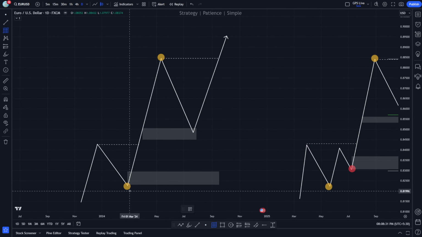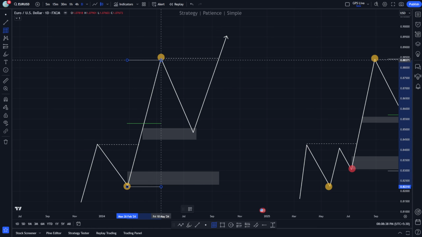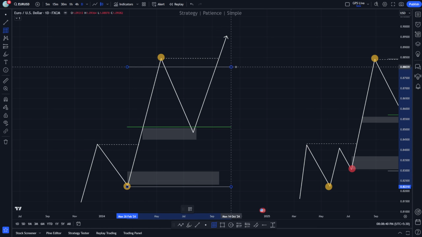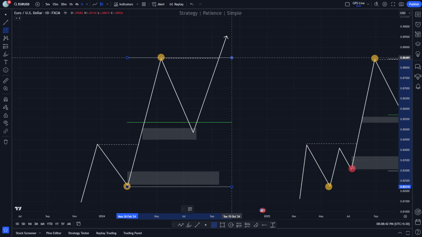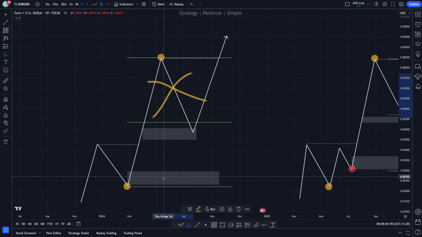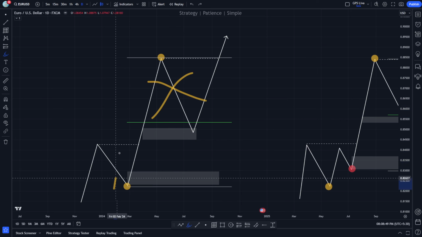So you take out your fib, put it here, and draw it from the valid low to the valid high. If it's a downtrend, from the valid high to the valid low, and then you extend it. So now we have got the perfect premium zones and discount zones for this structure.